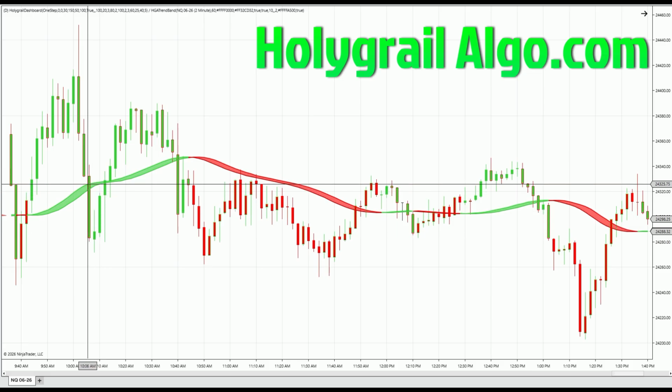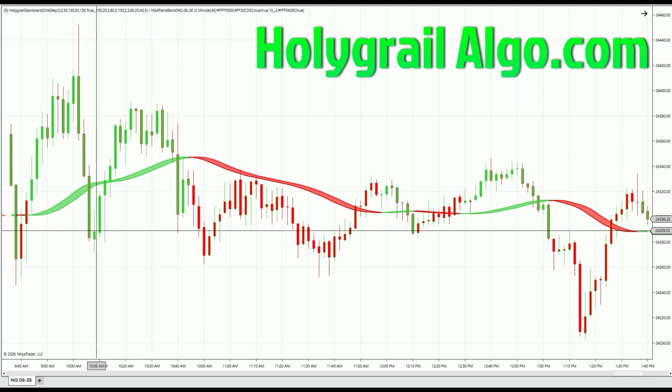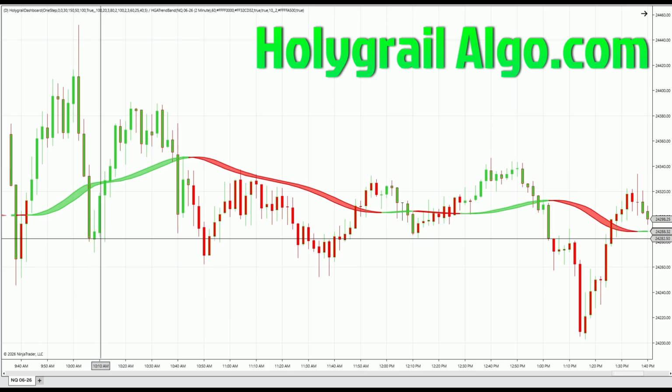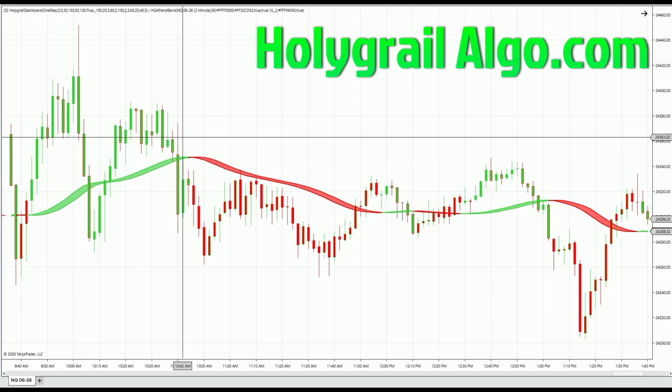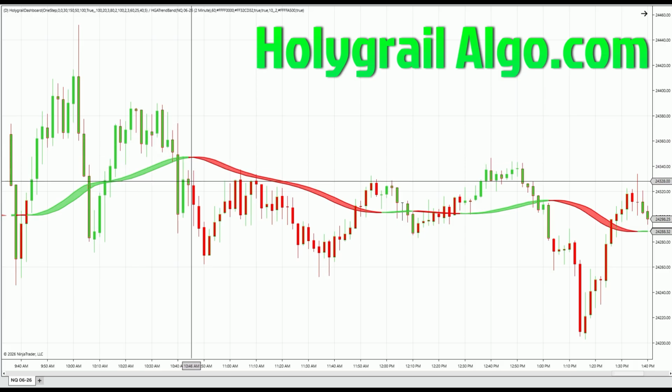As you notice right here, this broke down below the trend band, but it never turned red. So this is kind of a nice filter that would keep you from trading. But once it broke back up, now you're going to be looking for longs again. Once it broke back down, here we go.